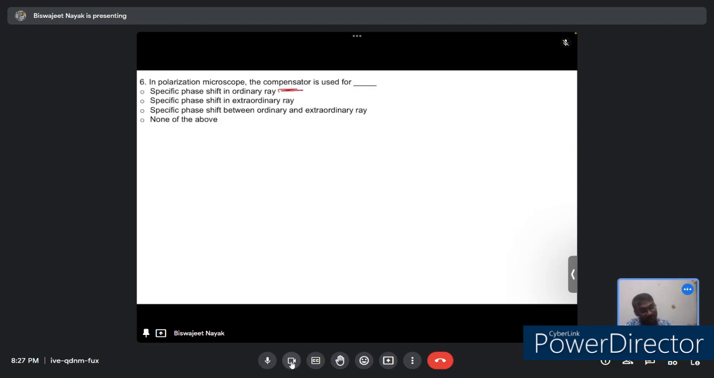In polarization microscope, the compensator is used for: specific phase shift in ordinary ray, specific phase shift in extraordinary ray, or specific phase shift between ordinary and extraordinary? The compensator is used for both ordinary and extraordinary rays, so the answer will be specific phase shift between ordinary and extraordinary.